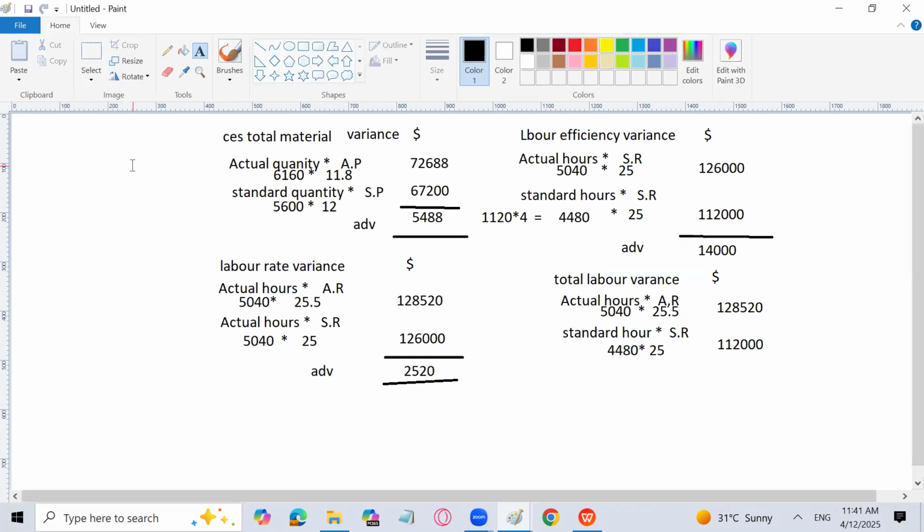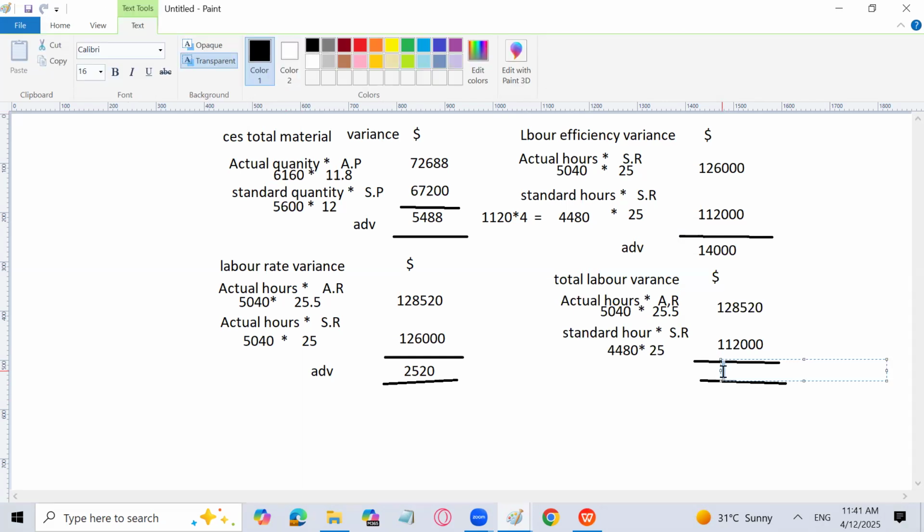So what is the difference now? That will be equal to the labor rate variance and labor efficiency variance. If you combine them, you will get the same answer. What is the answer? 16520.